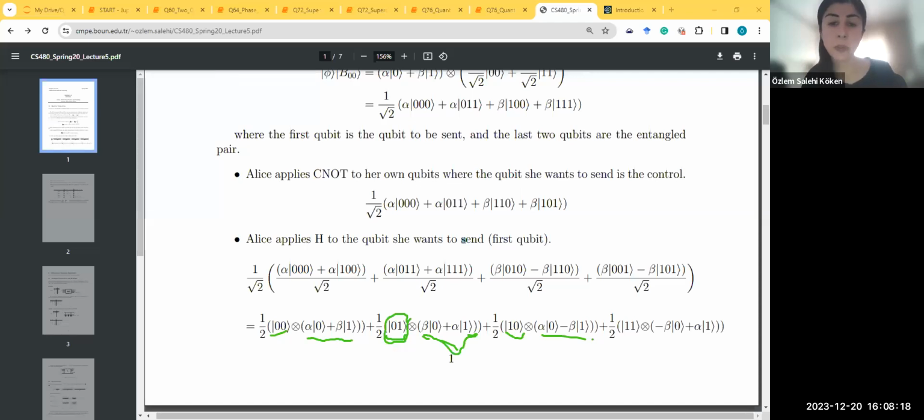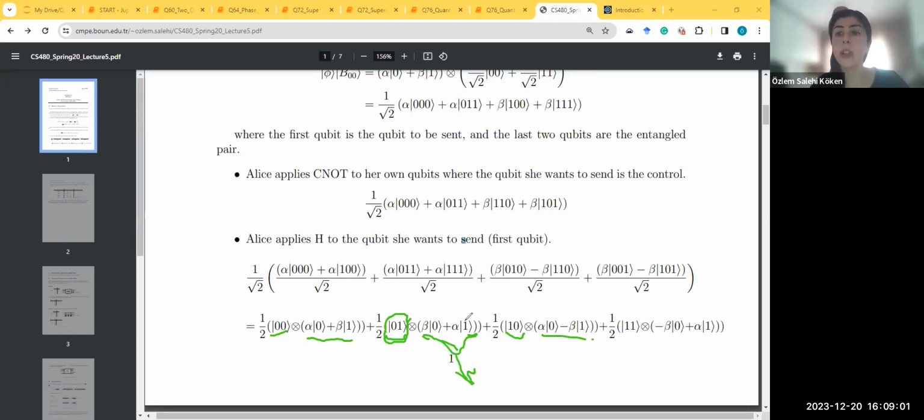Why? Because if Asya observes 0, 0, then this is perfect. Balvis got the state. But if Asya observes 0, 1, then this quantum state is not exactly the state Asya wanted to send. It's the same quantum state with the amplitudes of 0 and 1 flipped. Can you see this? Asya wanted to send alpha 0 plus beta 1, but Balvis has beta 0 plus alpha 1.